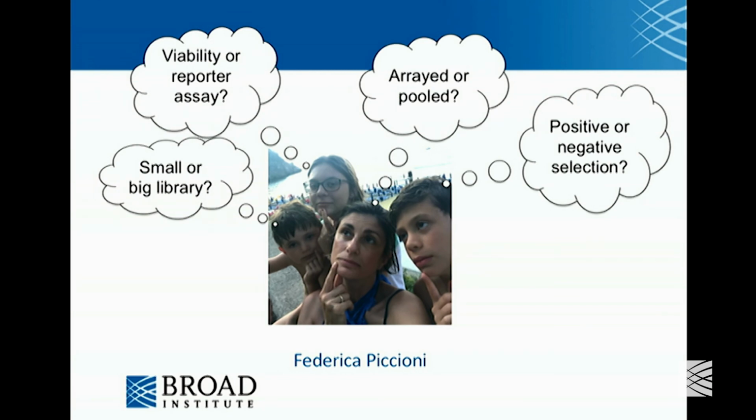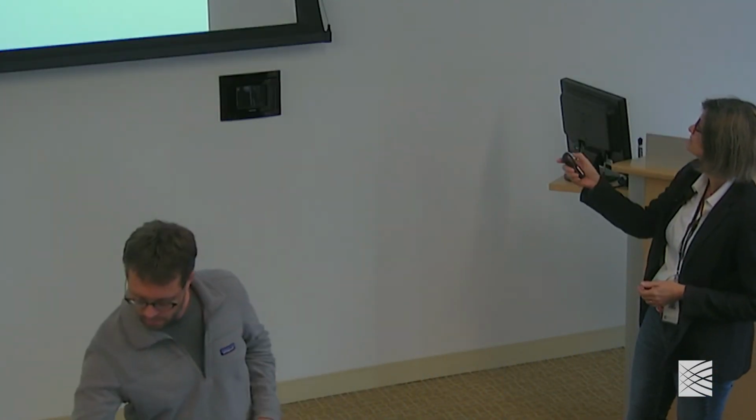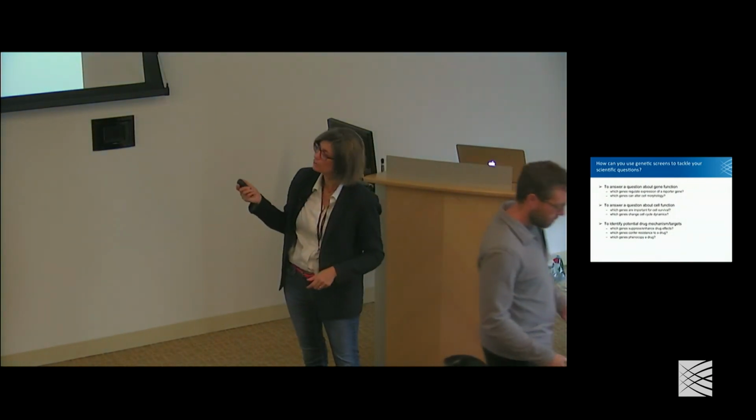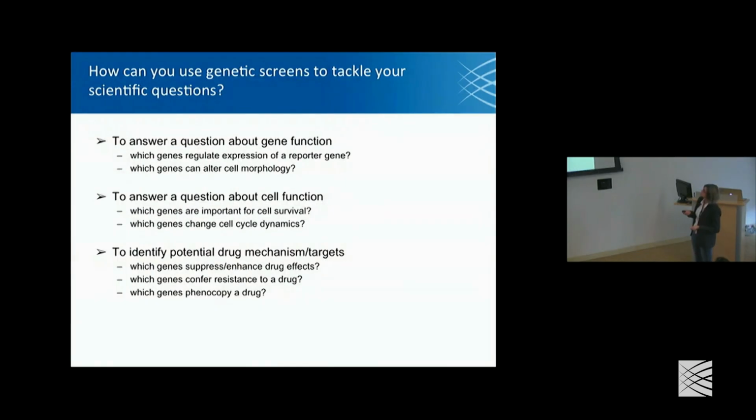Yes, so today I'm going to try to walk you through all the options that you have when you want to plan genetic screens and give you some examples. So how can you use genetic screens to tackle your scientific questions? You can use a genetic screen to answer a question about gene function, like which genes regulate expression of a reporter gene. You can use a genetic screen to answer a question about cell function, which genes are important for cell survival, or to identify potential drug mechanisms or targets, like which genes enhance the drug effect.